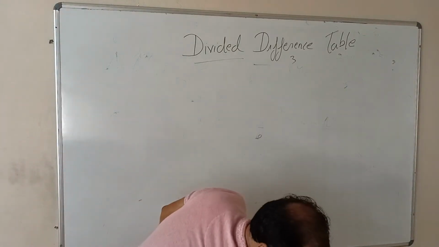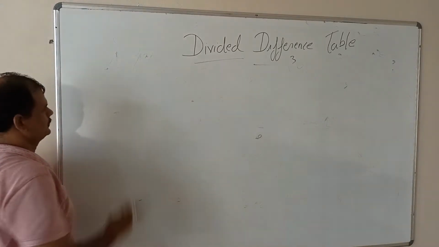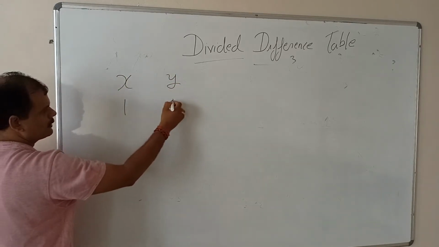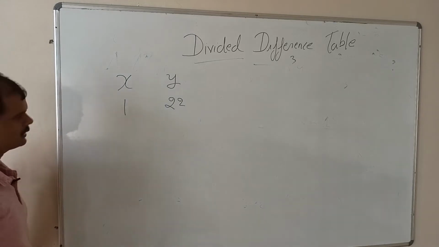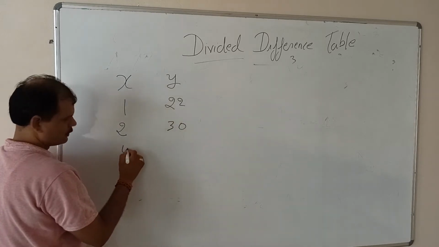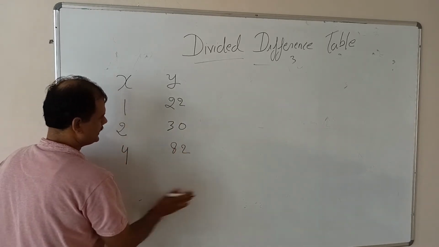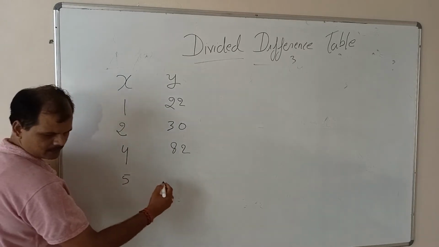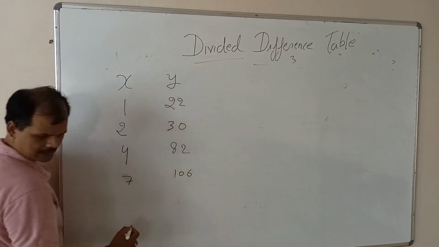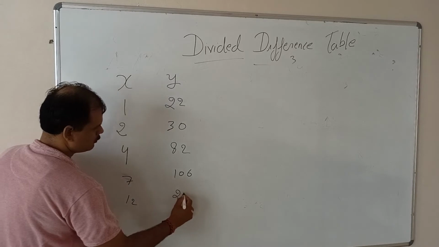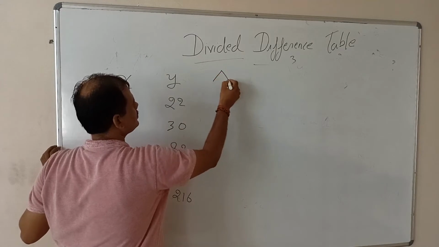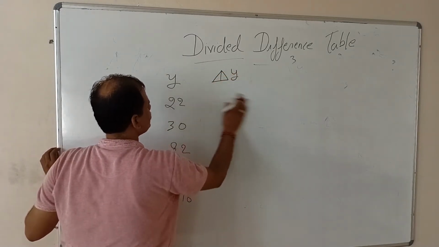Let me take the data set, x and y. I have x equal to 1, y equal to 22; x equal to 2, y equal to 30; x equal to 4, y equal to 82; x equal to 7, y equal to 106; and x equal to 12, y equal to 216. So this is your data set. First we write the divided difference. So first we have y0.